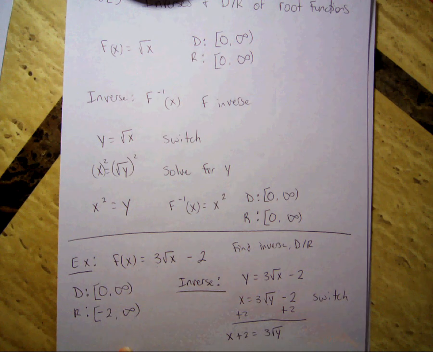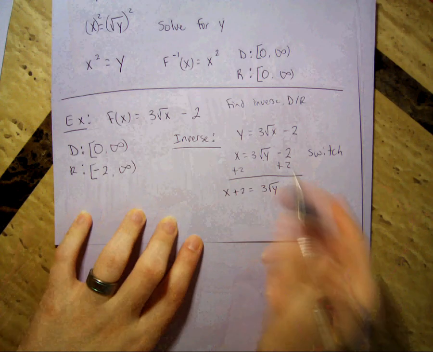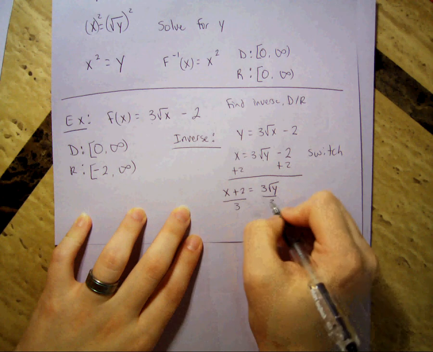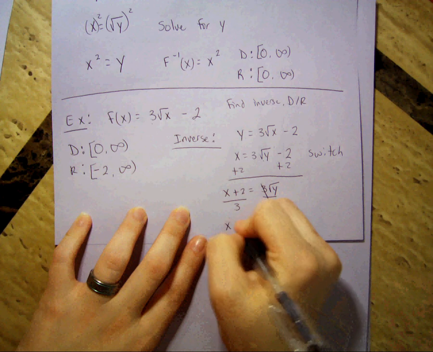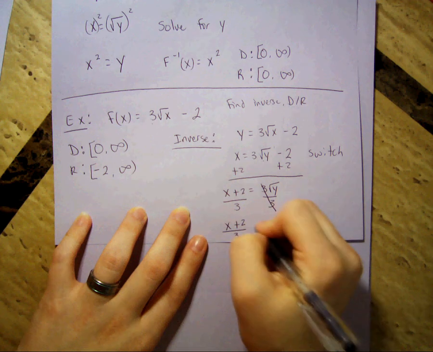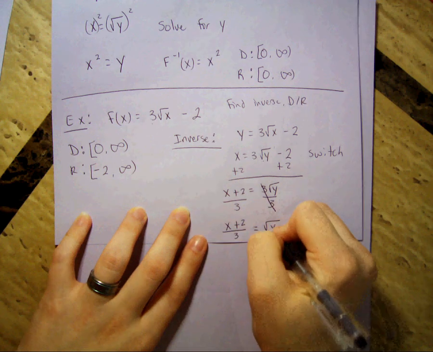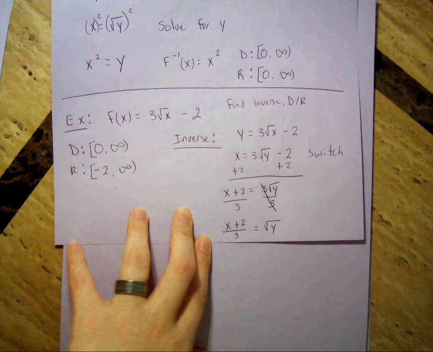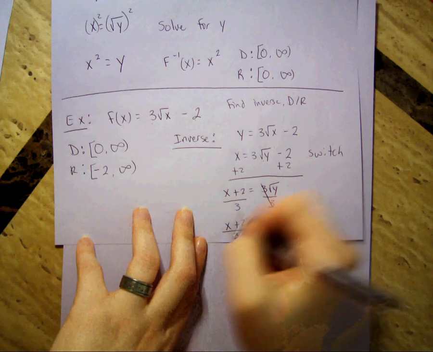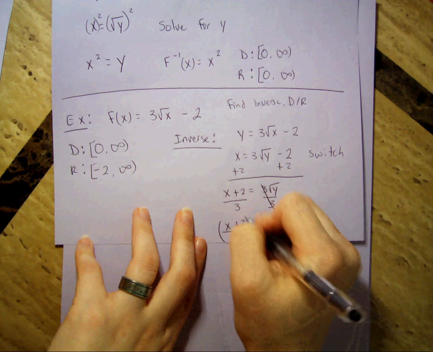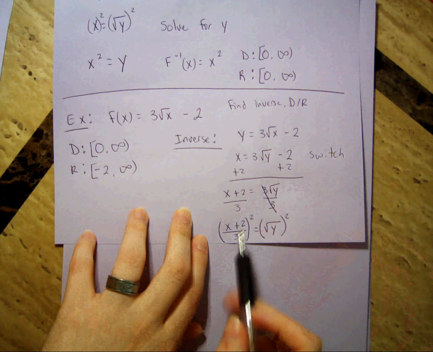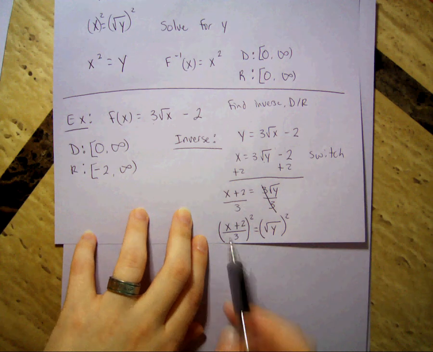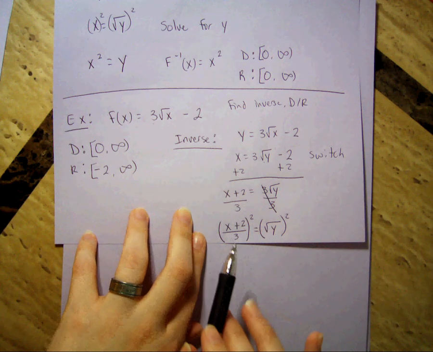And then I'm going to divide both sides by 3. So divide by 3, divide by 3. These 3's cancel out. I get x plus 2 over 3 equals the square root of y. Now I have the square root all by itself, so I can square both sides. So I'm going to square this whole thing over here, and I'll square the whole thing on the right. Squaring this whole thing on the left, I can leave it just like that. Don't mess with it.